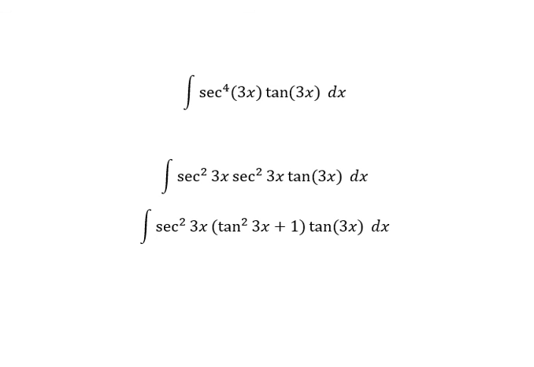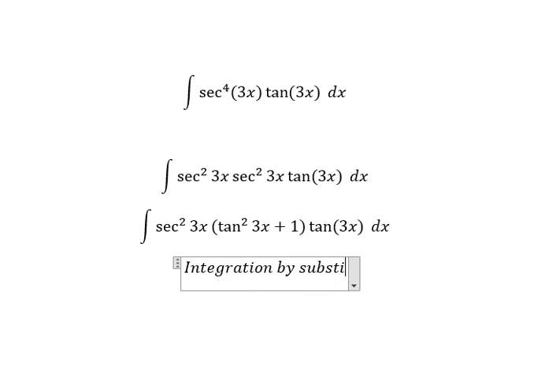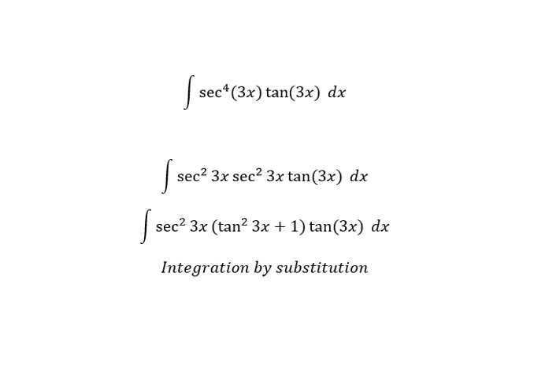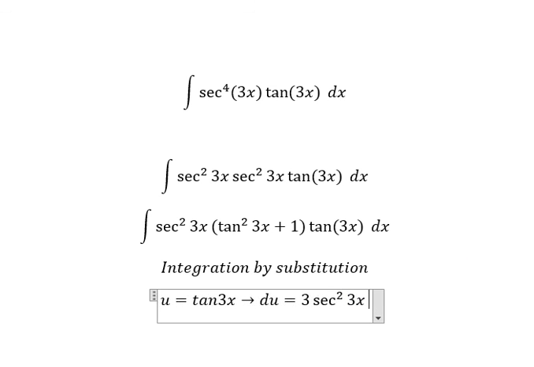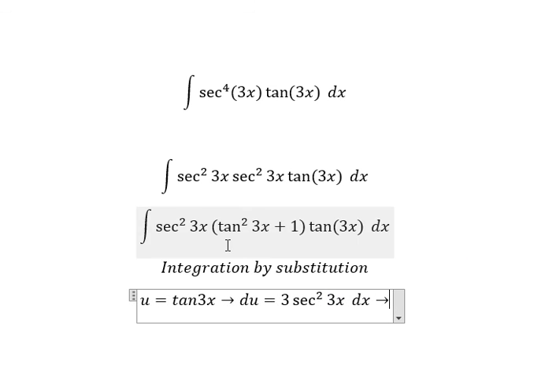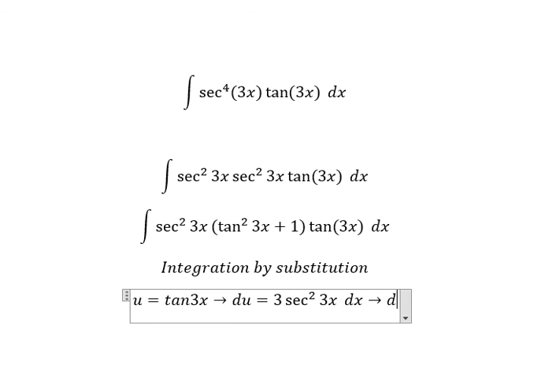So I will use integration by substitution. I will put u equals tan 3x. Later we take the first derivative of both sides. So you get du equals 3 secant of 3x squared dx. Because we don't have the number 3 here, we need to divide both sides by 3.